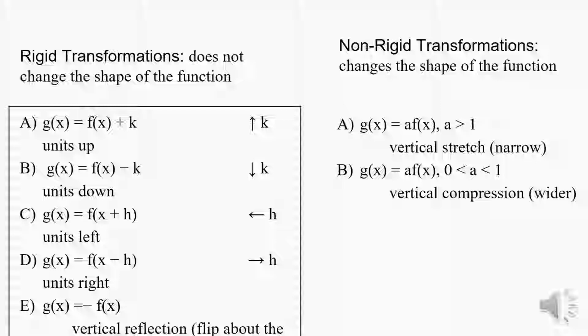It's important to note, though, that sometimes you'll have both a reflection and a stretch or compression. For example, something like negative 3x cubed. This does not mean that the negative 3 means a compression. That means that there are simply two transformations happening. One is the negative, which is causing the reflection, and two is the 3, which is causing the stretch.